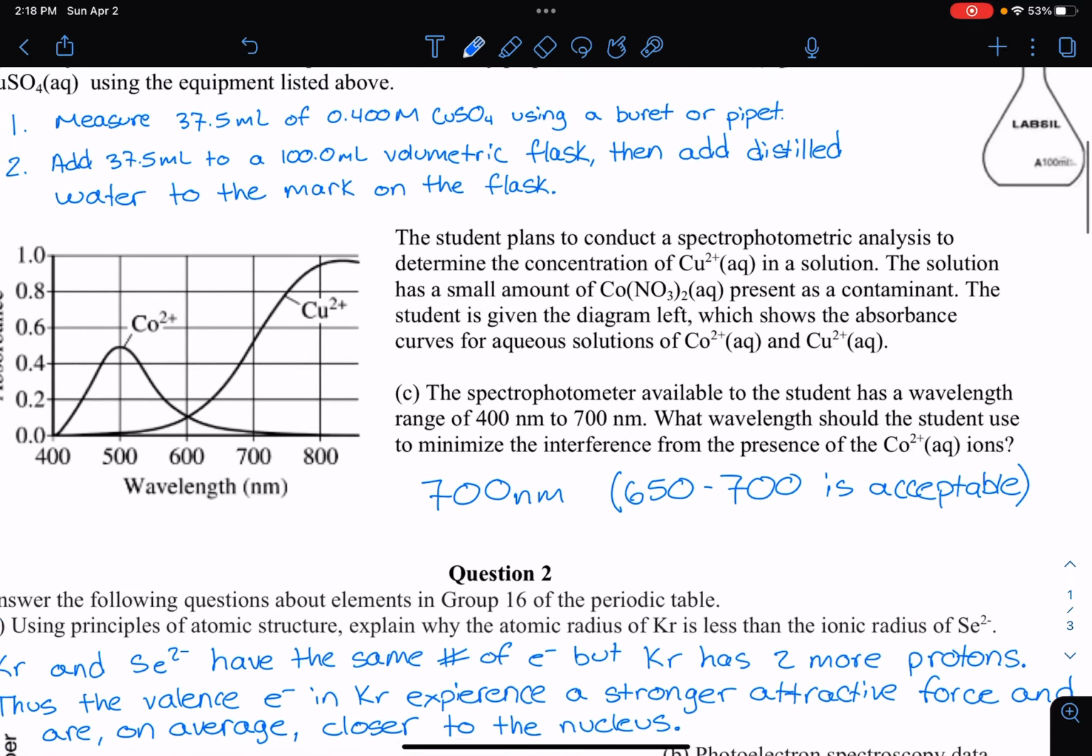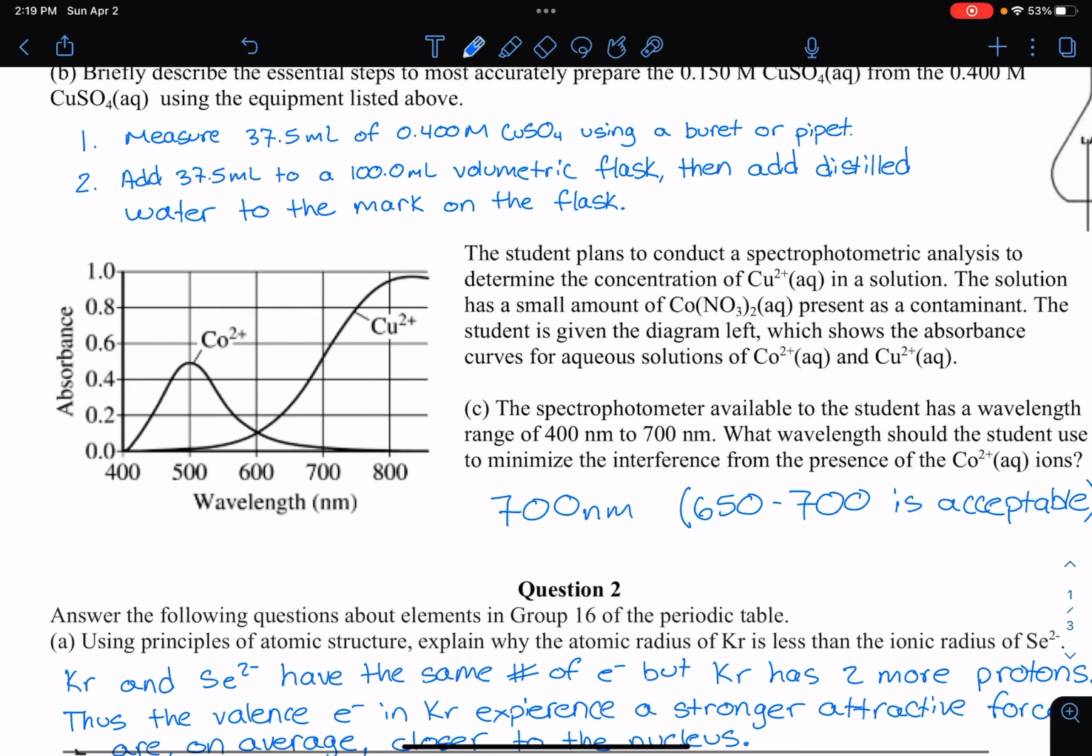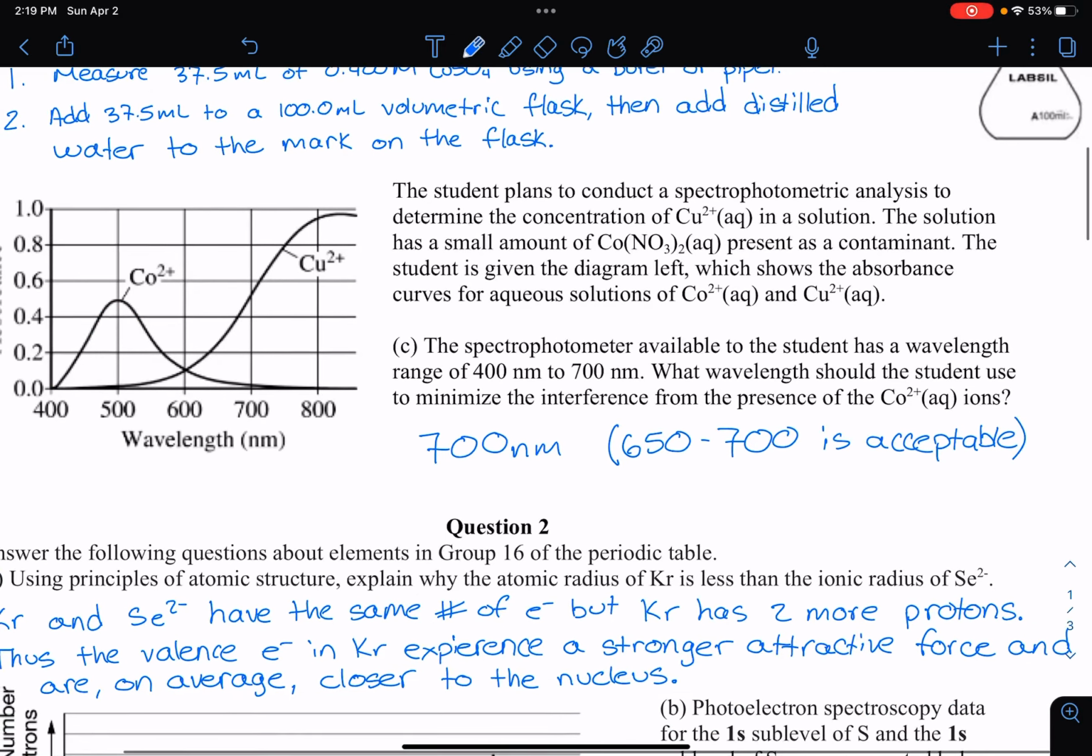All right, the student plans to conduct a spectrophotometric analysis to determine the concentration of copper 2+ aqueous in a solution. The solution has a small amount of cobalt nitrate present as a contaminant. The student is given the diagram left, which shows the absorbance curves for aqueous solutions of cobalt and copper. So this graph is showing us that when the wavelength is roughly around these values here, we're going to actually get to absorb some of the cobalt and it's going to show up. And we don't want to do that. We want to just look at the copper ions.